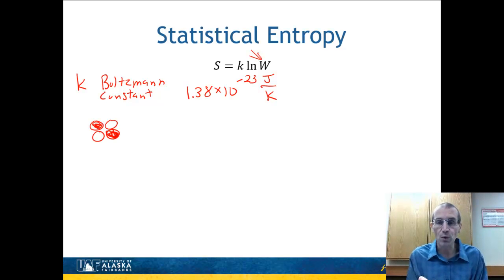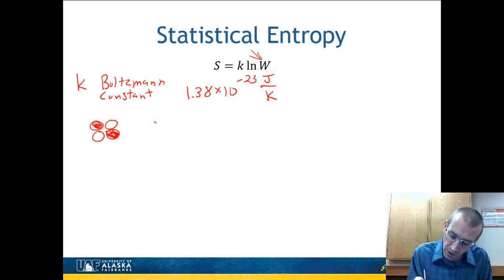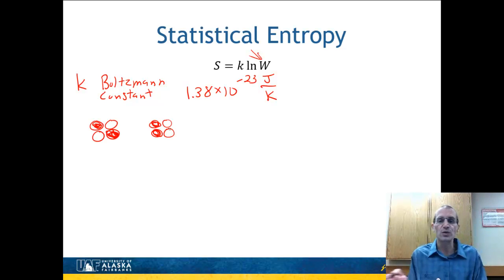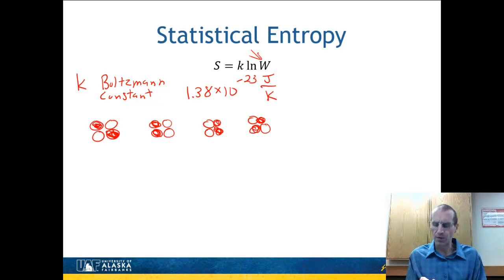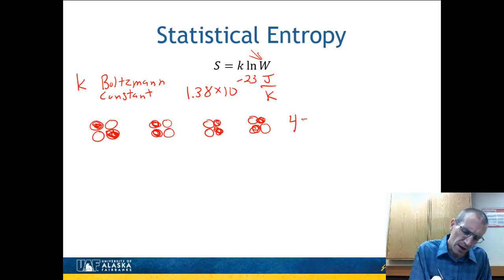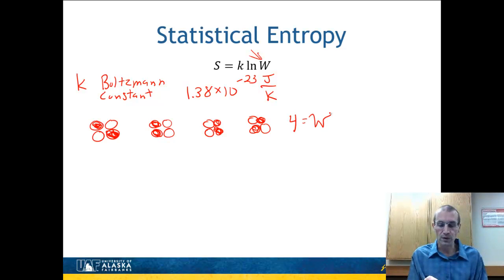And if I was to look at the different ways I could put this crystal together, I'd realize I could put it together that way. And let's restrict it to 2 dimensions here as well. I could put them on the opposite side like that, or I could put them this way. And that's the number of configurations possible for this crystal. And so in that case, W would be equal to 4.